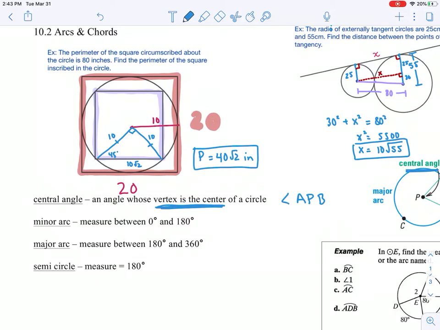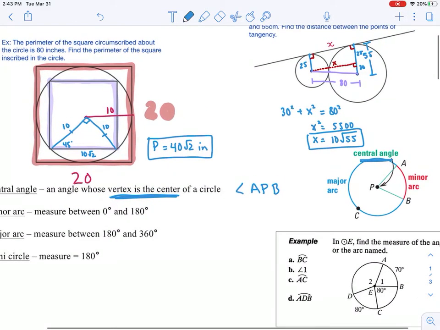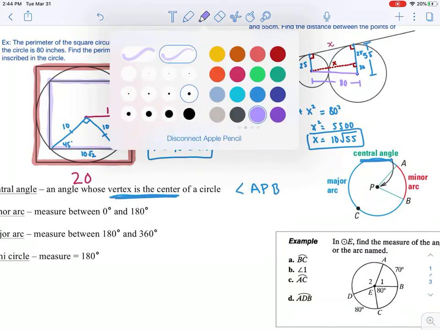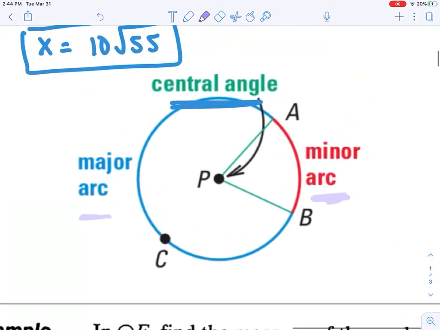Central angle, the vertex is at the center. What I like about central angles is the name gives it away. It's at the center, vertex at the center. And then I've got arcs. You can see in my picture right here, I've got a minor arc and a major arc. The minor arc is in red and the major arc is in blue.